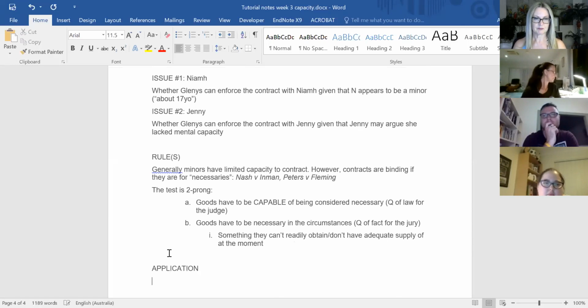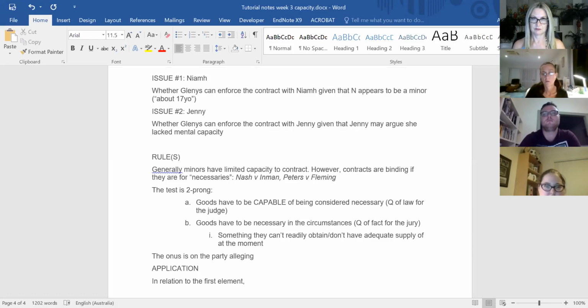So in terms of your application, how would you start that? Now, actually, one thing we would probably say here, the onus is on who? Who has to prove what? Whoever has to prove that it's necessary. Yes, it's on the party alleging lack of capacity. Sorry, yes, lack of capacity. As the father did in Nash.